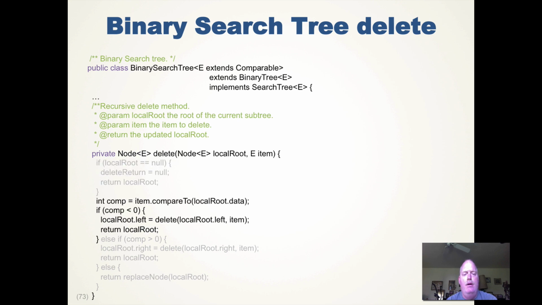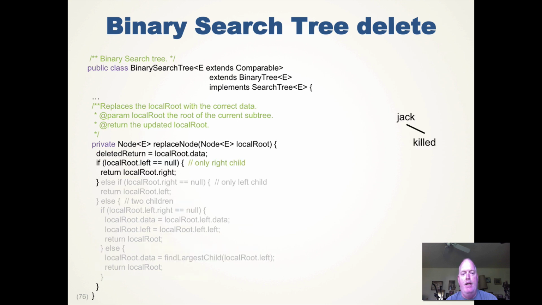If the node's not null, we do the comparison. So if it's less than, we delete to the left and we return the local root. If it's greater than, we delete to the right and return the local root. Else, we found the item to replace, and so I've written a replace node method, which is not in the book, but it has the same code as in the book. I just don't have enough room on this slide to show you what we have to do.